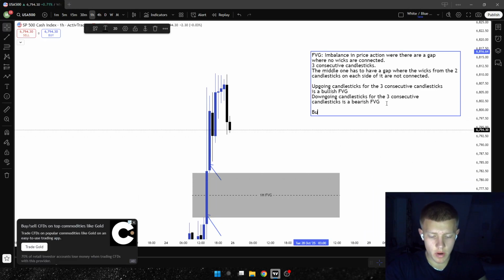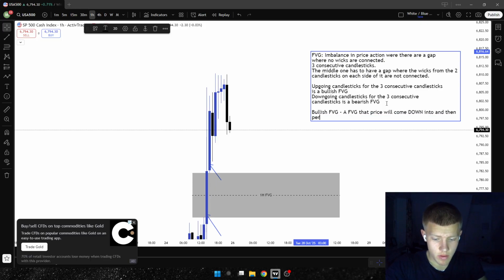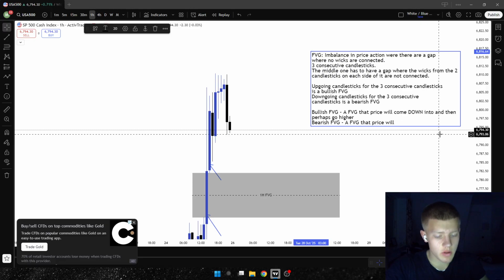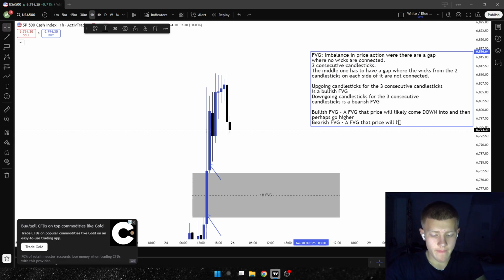Now, a bullish fair value gap is a fair value gap that price will come down into and then perhaps go higher, and a bearish fair value gap is one that price will, we'll say likely, come up into and then perhaps go lower.